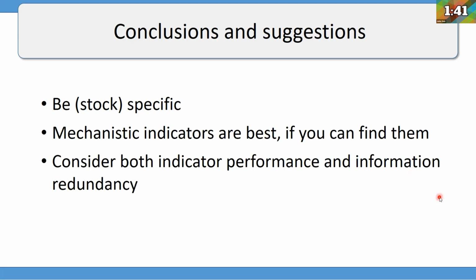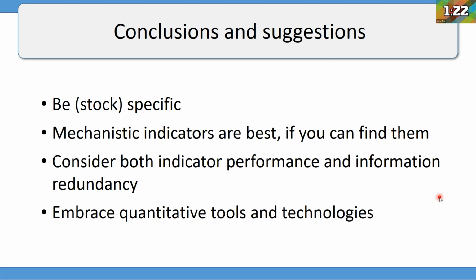It's important when you're assembling your set of indicators to think about performance, but also information redundancy. You can overwhelm or bias your answer if a lot of your indicators are just sort of replicates of each other. So you want to reduce information redundancy across your indicators.